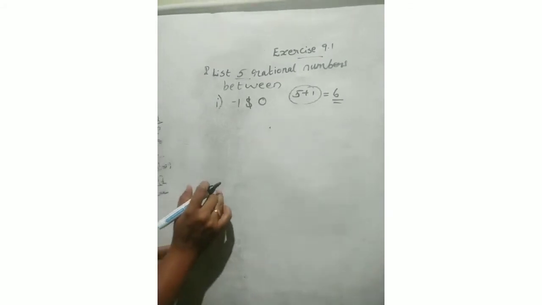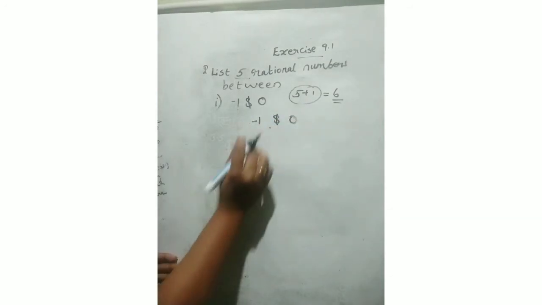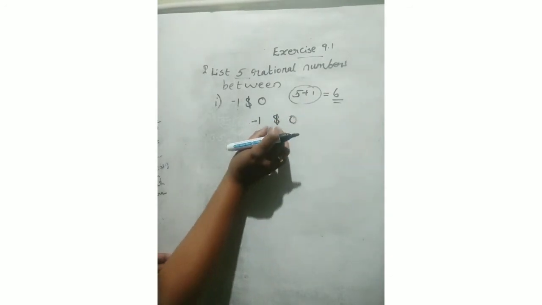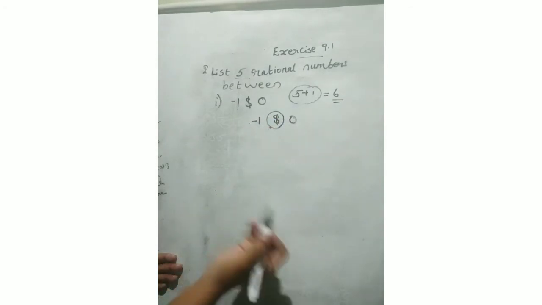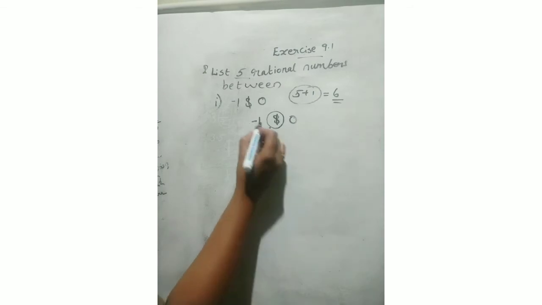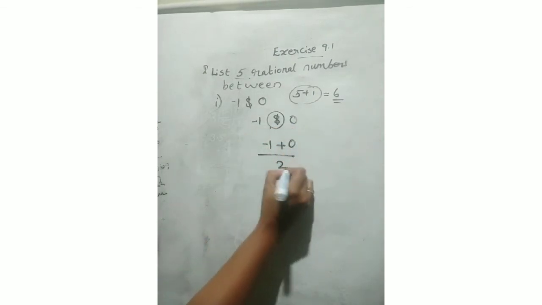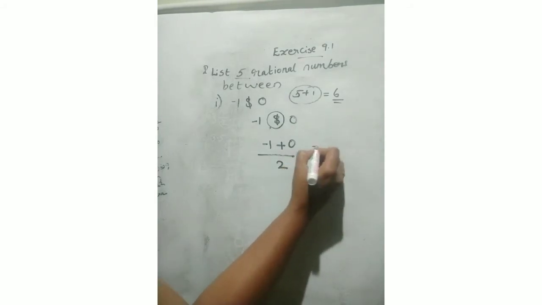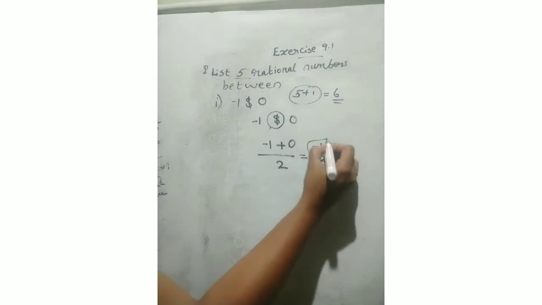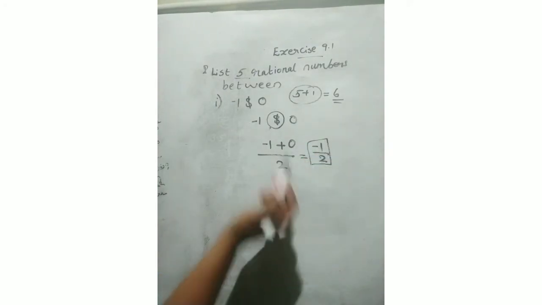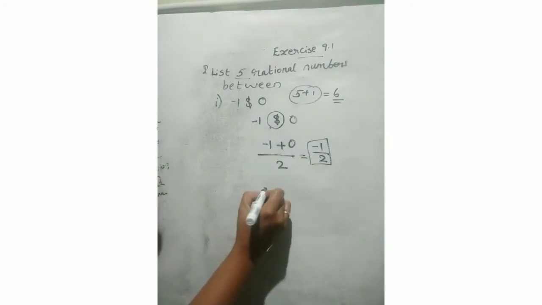The given numbers are -1 and 0. First, we can find the exact middle number of -1 and 0. How can we find out? We have to add these two numbers, -1 and 0, and divide by 2. That is -1 on 2. Do you have any doubt? So, we can say -1 on 2 is a rational number between -1 and 0. Do you have any doubt? How can we clear it?